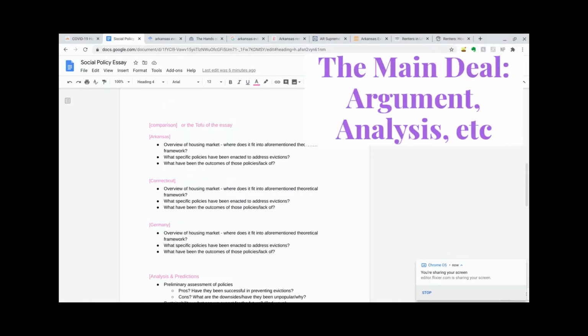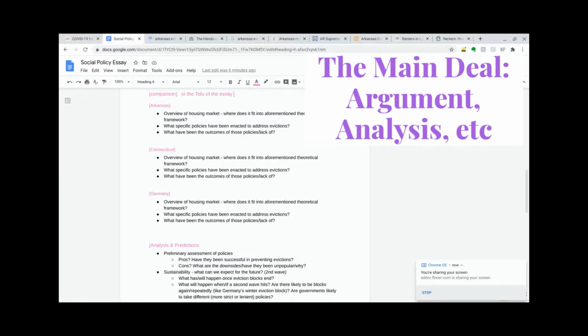Okay, so now you get to the real meat of the essay, or the tofu of the essay if you're a vegetarian. And that is whatever your main argument is, or analysis in my case. So in my case, it's all about case studies. So I've got Arkansas, Connecticut, and Germany.